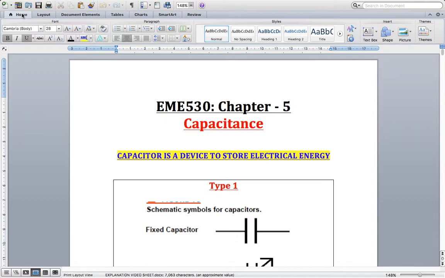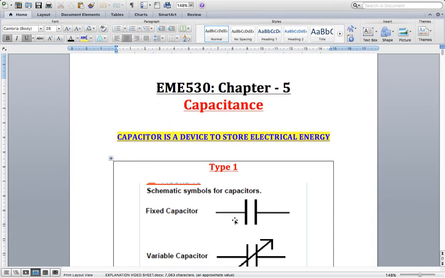Hello students, this is chapter 5, capacitance. A capacitor is a device to store electrical energy. It will look like this one. It will have metal plates like this. The first plate is the positive plate and the second plate is the negative plate.